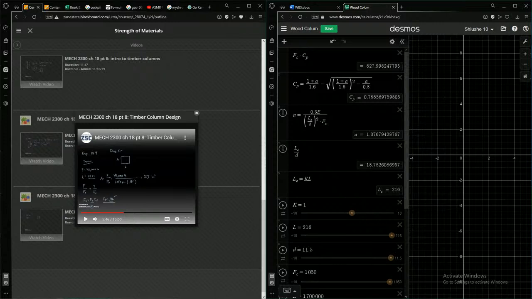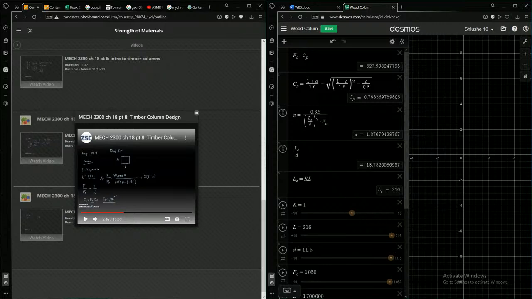So the problem here states: design a square pin-connected Douglas fir column at an axial compressive load of 90,000 pounds, which by the way is quite a lot for timber. The unbraced length of the column is 18 feet. So I converted that to inches, got 201, or no, hang on.